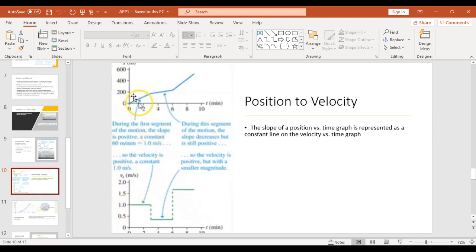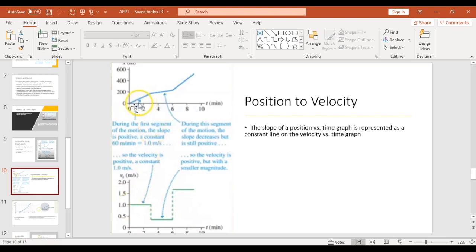So we have found our slopes, right? This is going to be 67 miles per minute. This is going to be 8.3 meters per minute. This is going to be what I have written, 92 meters per minute, right? So from there, you can see here that it can be notated on a velocity versus time graph as just constant lines, right?